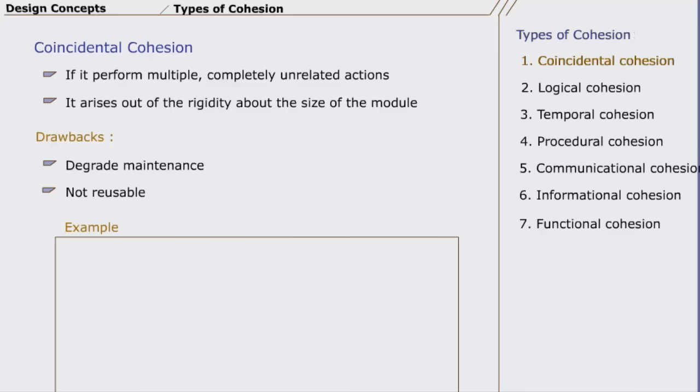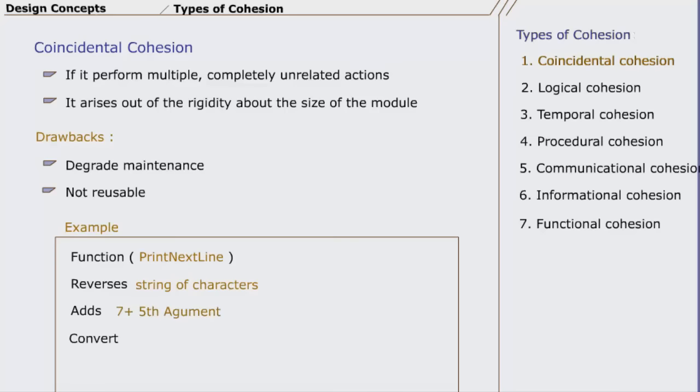An example of coincidental cohesion could be a module named print next line, which reverses the string of characters comprising the second argument, adds 7 to the 5th argument, and converts the 4th argument to floating point.